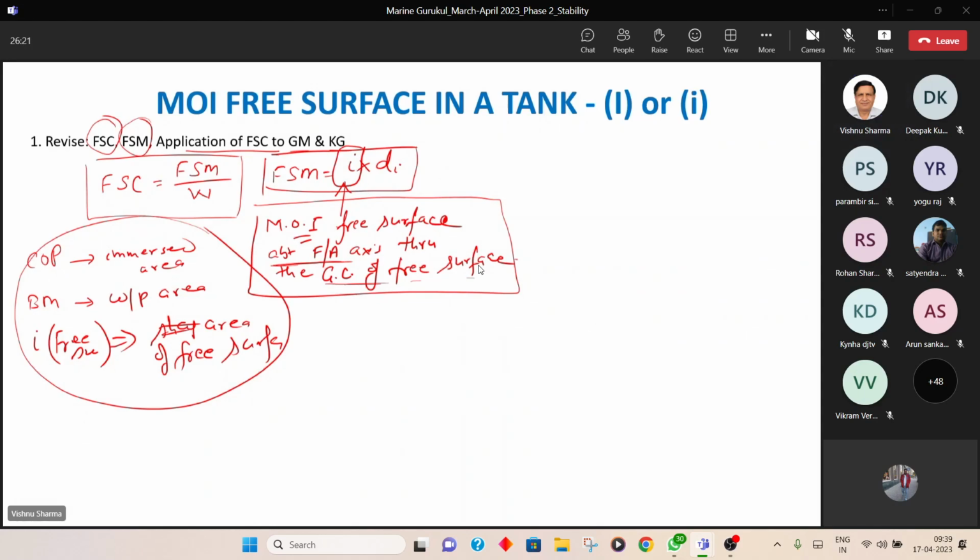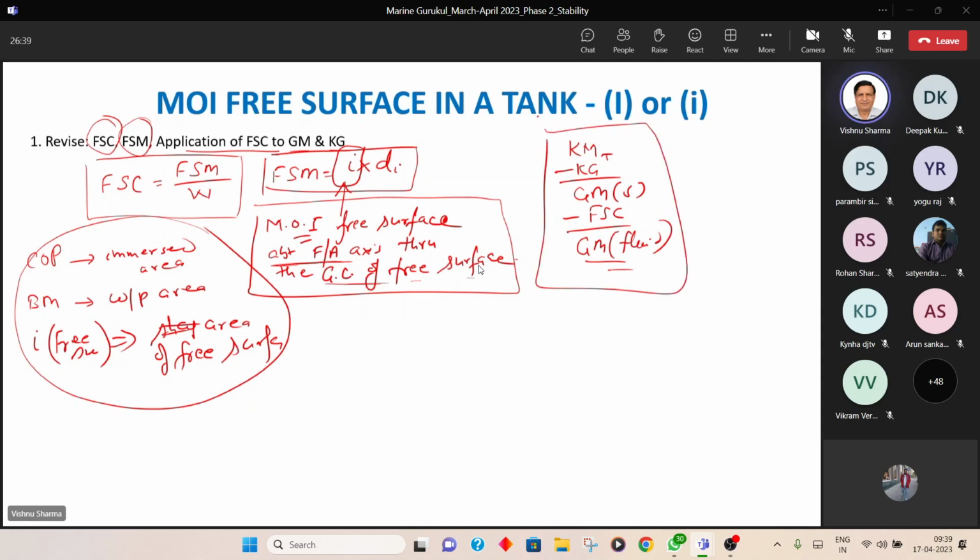And then, of course, application of FSC to GM: we all know KM minus KG is GM solid, minus FSC is GM fluid. I'm sure all of you know it, right, guys? I don't think this needs any discussion. Okay, fine. And lastly, what do you mean by fluid KG?